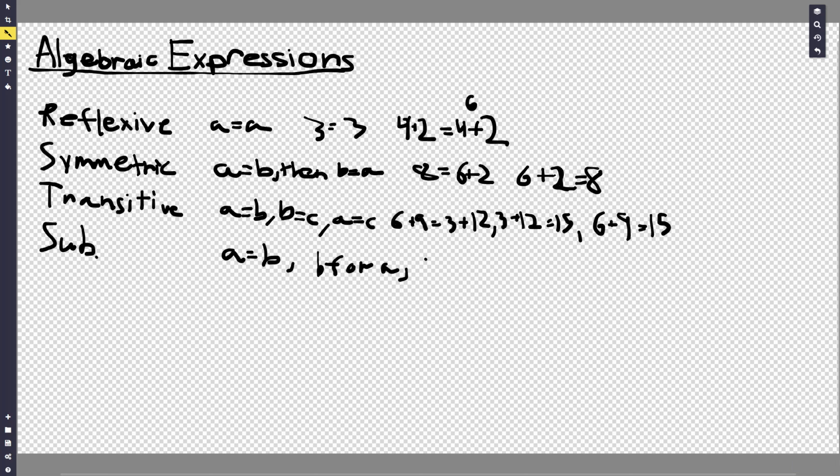So if we have n is equal to 11, then we know that 4n is equal to 4 times 11, right? And how we can come to this is we know the reflexive property. So obviously 4n is equal to 4n. And then we said, okay, well, if n is equal to 11, then we can substitute the n here. So 4n is equal to 4 times 11.